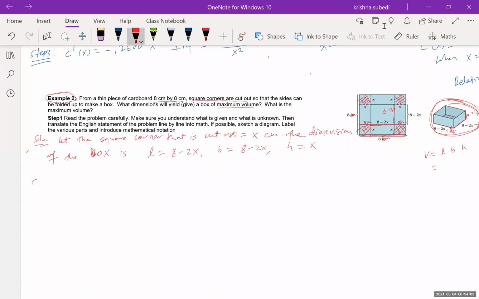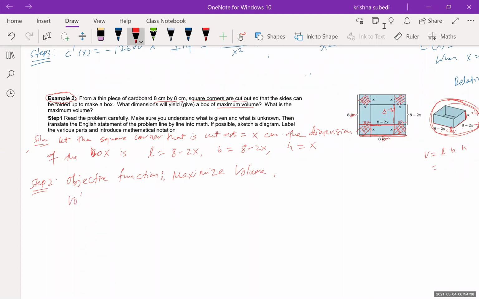This is your step 1. Step 2, you need to find the objective function. What is your goal? The objective function will be minimize cost. No, sorry, maximize the volume. So the goal here is to maximize the volume. Sorry, guys.